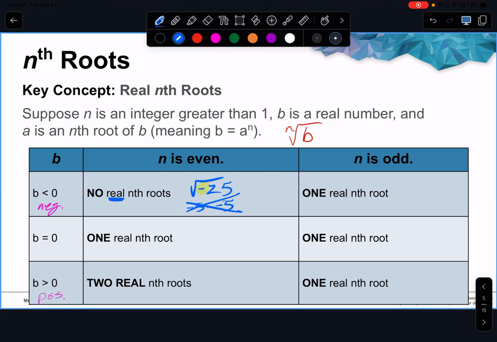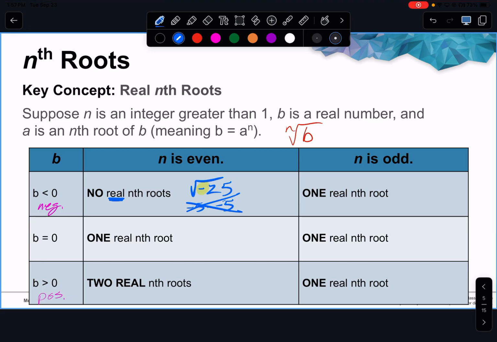Now, what this says is no real roots. It doesn't say no solution. It doesn't say impossible, because there is something we're going to work with later called imaginary numbers where we can do this. But right now, we're going to put no real nth roots.